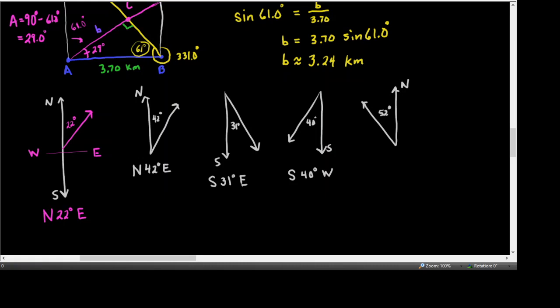How would you name this bearing? It is from due north, we're moving 52 degrees in what direction? To the west of north, correct. So the first letter is either N or S, then there's a degree measure that's acute, and then the second letter after the number is either E or W. And that's how this system of measuring bearing is done.